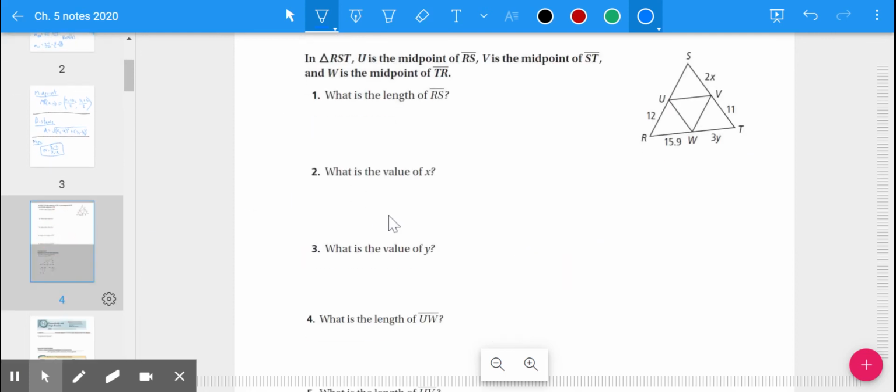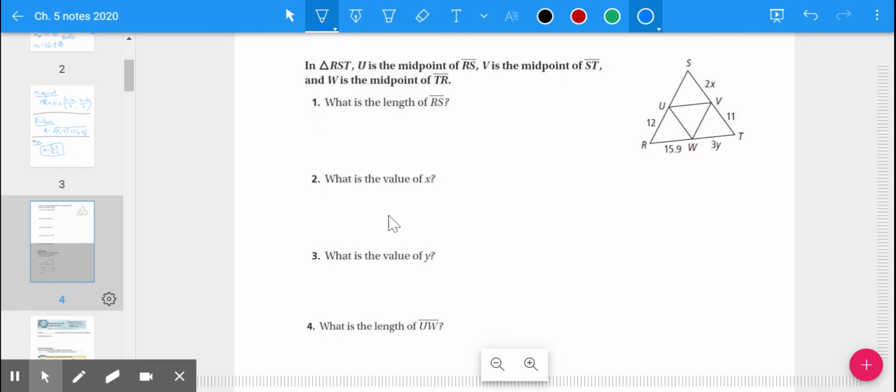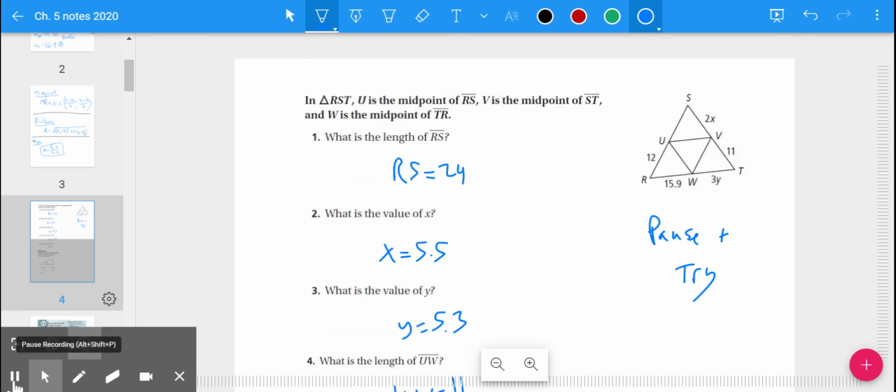So we've got 5 examples here based on the shape to the right. I would like you to pause and try these 5, and then I will quickly go over them once you are done. So pause and try right now. All right, so for number 1, I got RS is 24 because we know that RU and US have to both be 12. So the whole thing is 24.